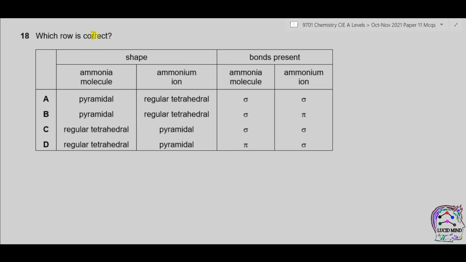Question 18. Which row is correct? We have the shape of ammonia molecule and ammonium ion and bonds present in ammonia molecule and ammonium ion. Ammonia molecule is NH3. There are 5 electrons in the outermost shell of nitrogen, out of which 3 electrons are bonded to 3 hydrogen atoms and 2 electrons are present in the form of lone pair. Now the shape of this molecule is pyramidal structure.